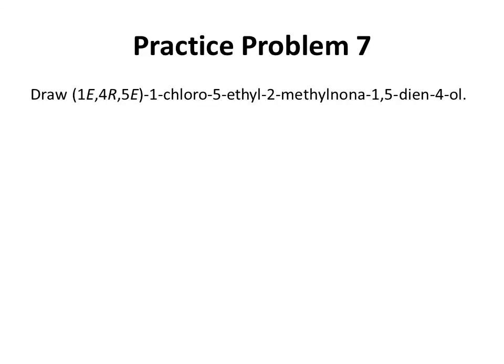Practice problem 7. Draw (1E,4R,5E)-1-chloro-5-ethyl-2-methyl-nona-1,5-dien-4-ol, which is quite a mouthful. What you want to do is try to draw the structure from the end of the name to the front of the name. That will make it a lot easier. So focus on the nona-1,5-dien-4-ol portion first. Get that right. Then put on the substituents of 1-chloro, 5-ethyl, 2-methyl. Then deal with the EZ and RS designations at the end.